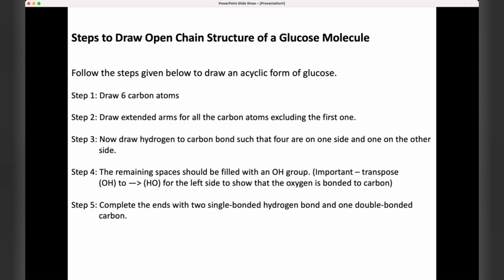Firstly, it's very easy to draw the structure. You have to draw six carbon atoms from top to bottom and draw extended arms for all carbon atoms, and don't draw for the first carbon atom. Now draw hydrogen to carbon bond such that four are on one side and one on the other side. The remaining spaces should be filled with OH group. On the left hand side, you should write only HO, because always only oxygen should be bonded to carbon and not hydrogen. And complete the ends with two single bonded hydrogen and one double bonded oxygen.